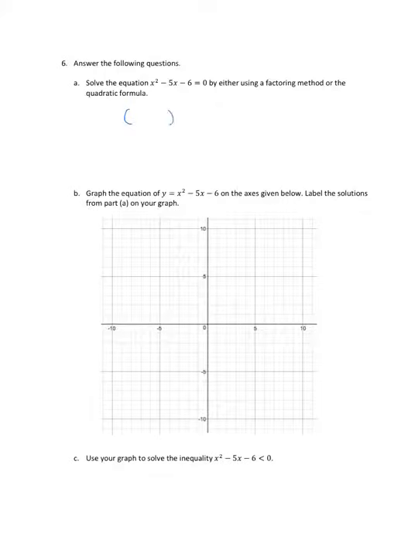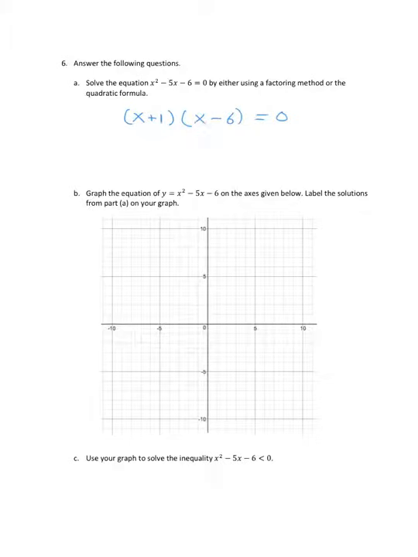We should be able to set this up as the product of two linear terms. It has to be a positive and a negative. All right. I want two numbers that multiply to negative 6 yet add to negative 5. And those two numbers would have to be a positive 1 and a negative 6. This times this is negative 6, yet if you add the middle terms, you would get negative 5.